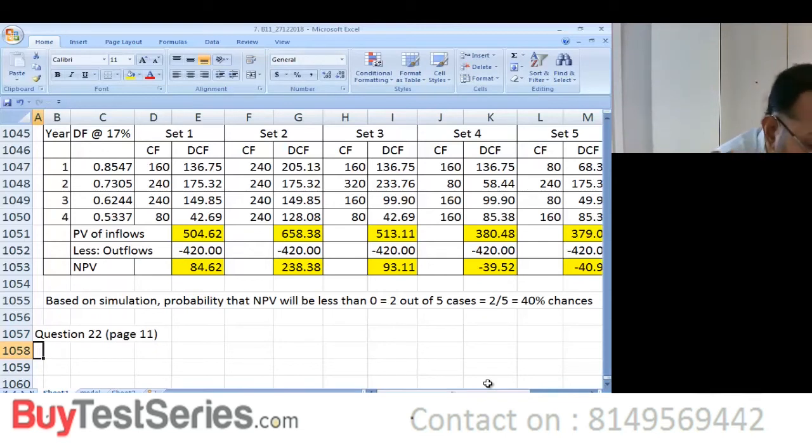Question 22. A project with an initial investment of 13 lakhs is under evaluation. A project's useful life and annual cash flows are highly uncertain with the following probabilities. Cash flows are 1 lakh, 1.2, 1.5 lakh, 2, 2.5, 3, 3.5, and 4. Probabilities are given. Useful life is 4, 5, 6, 7, 8, 9, 10. Probabilities are given. So two things are fluctuating. One is the life of the project. Another one is the cash flows every year.